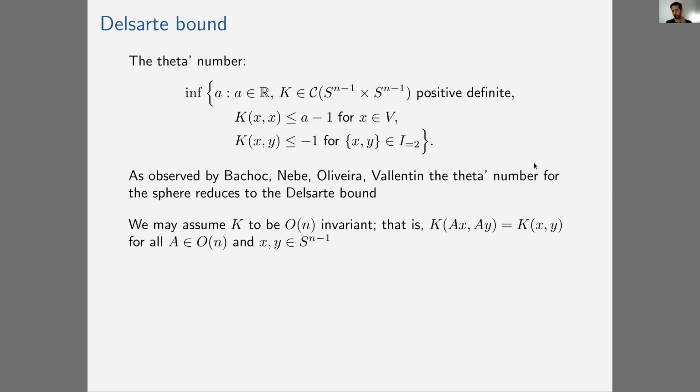Yeah, and here the first thing is a symmetrization trick, and this is a really important trick in optimization. So we may assume this kernel K to be O(n) invariant. So what does that mean? That means that K(Ax, Ay) is equal to K(x, y) for all rotation matrices A, or all orthogonal matrices A, and for all x and y in the unit sphere.